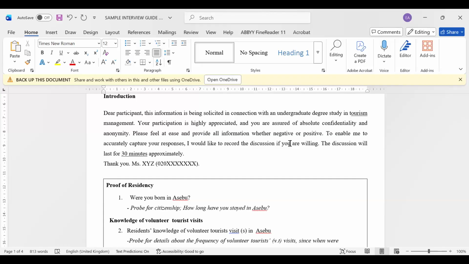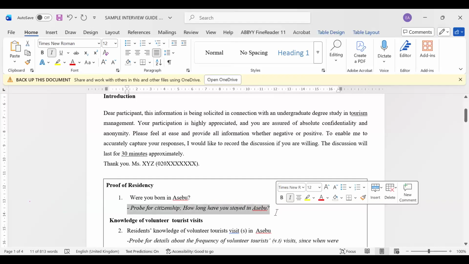Yes, please, ma'am. So, in this particular study, proof of residency is a filter question. So we ask them, were you born here in this town of Asebu? Now you see that some questions are in italics. These are called probing questions. Let's say it together: probing questions.